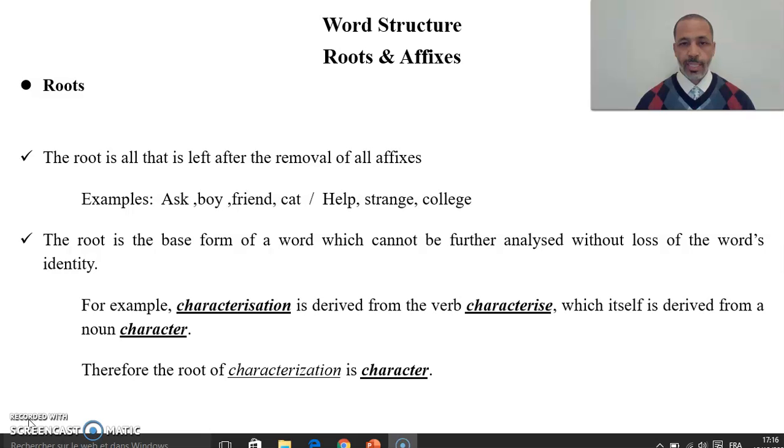For example, if we take the word characterization, it can be derived from the verb characterize. The verb itself can be derived from the noun character. Therefore, the root of characterization is character. You cannot further divide the word character, for example, to say it consists of ka and racter, or kara and actor, and so on. No, because if you do that, then you are going to lose the word itself.